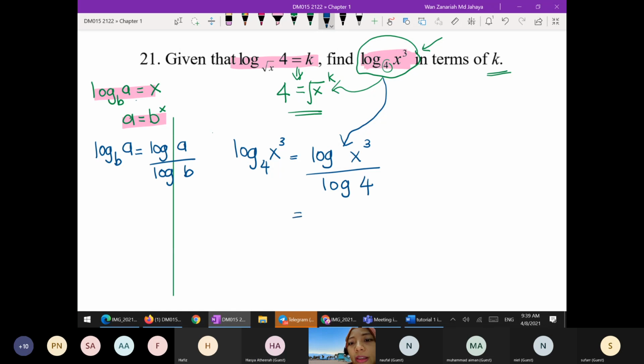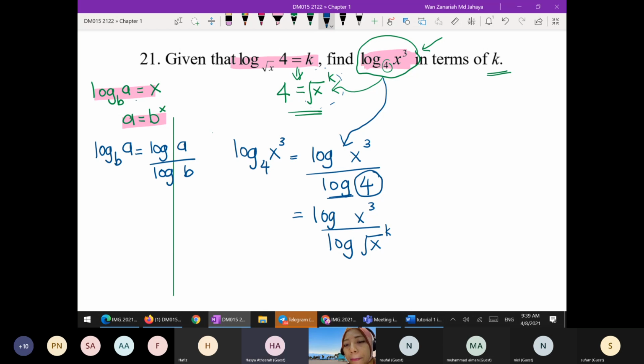Okay, kemudiannya I buat log x cube over log 4. Apa ni log 4? Log 4 ini adalah ini. 4 ini boleh ganti ni. 4 log. Yang kita ganti 4. So log itu masih ada. Nampak tak you all? Yang diganti adalah 4. Log ini masih ada. So what is our 4? 4 set adalah x. Okay.